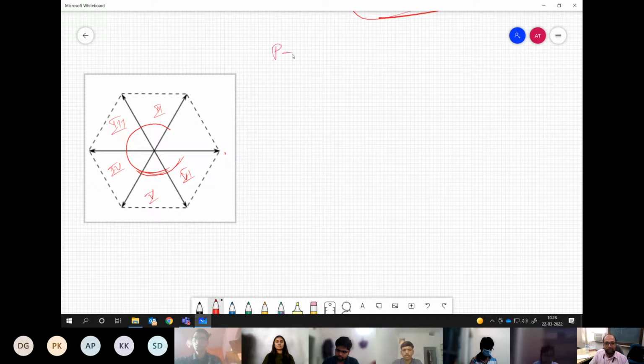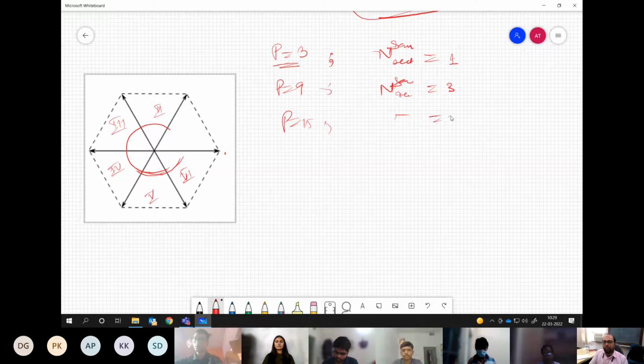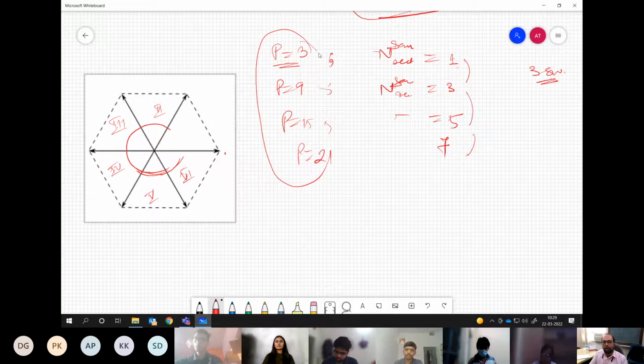If I say that my pulse number is 3, how many samples should be there in one sector? Sir, 1. If I say my pulse number is 9, how many samples should be there in a sector? 3. Similarly, for 15, there should be 5. For 21, there should be 7. You see, all odd numbers are appearing over here. And because each sample is associated with 3 switchings, we are getting a switching frequency which is of the order of an odd triplet number. Understanding my point?